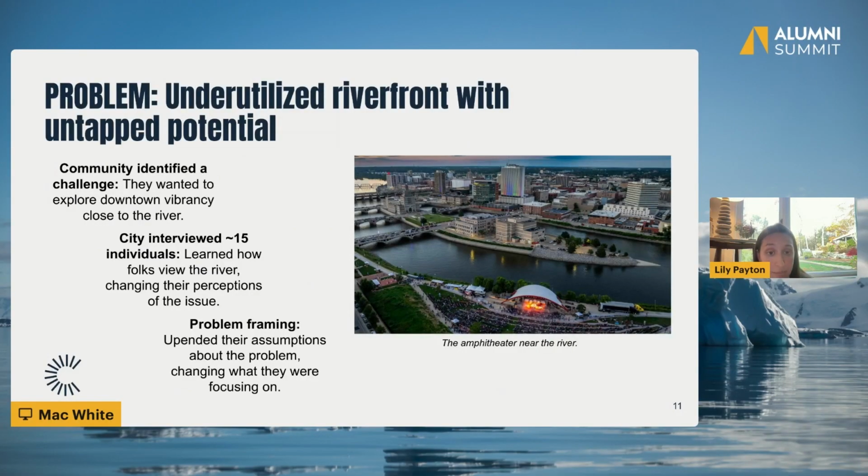So their insight from all of this and doing all these interviews and actually speaking to people is they needed to reframe their problem. It's not just an underutilized riverfront. It's more, how do we connect people emotionally to the river and help them feel joy as well as safety near it? It wasn't just about adding one other thing. It was reconstituting the mindset of how they interacted with the river as city residents.